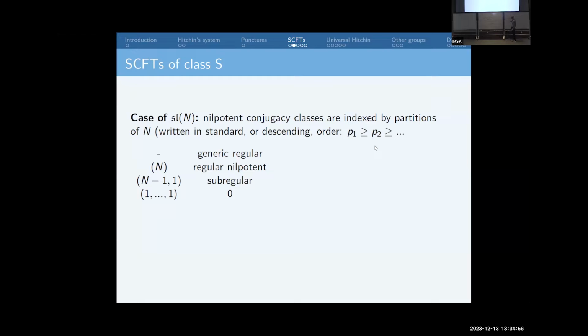This would be the regular representation. This would be the subregular. This would be the 0.